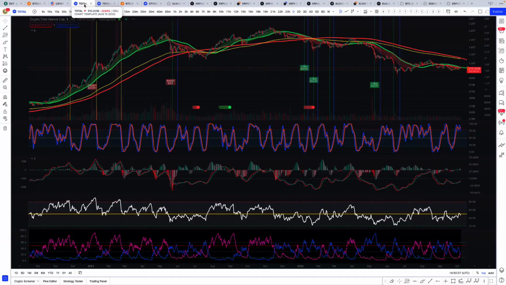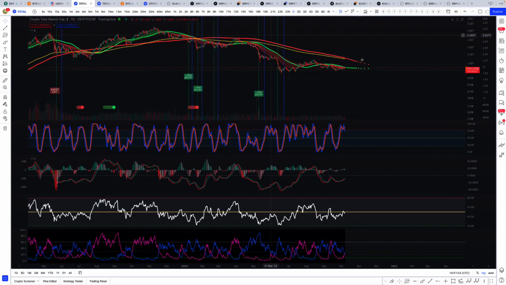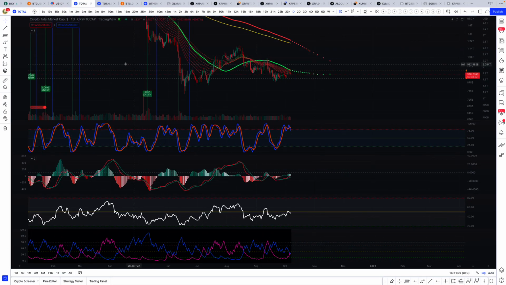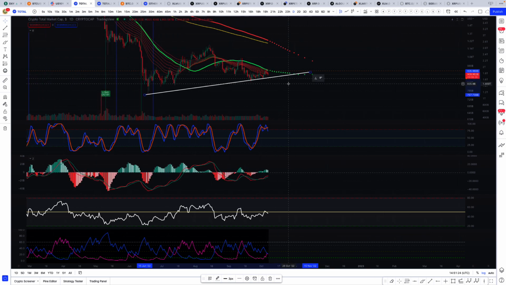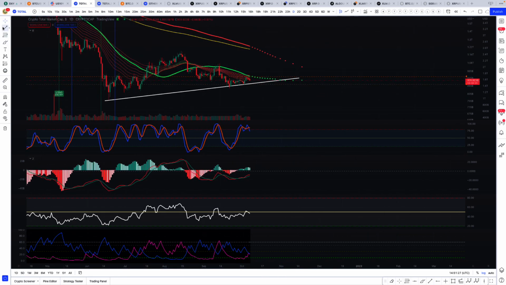Then we have the total crypto market cap, and this is a daily chart, and we have this support trend line like that. We could do this. So from all these points, and then we had a breakout right here. A couple times we had a breakout.